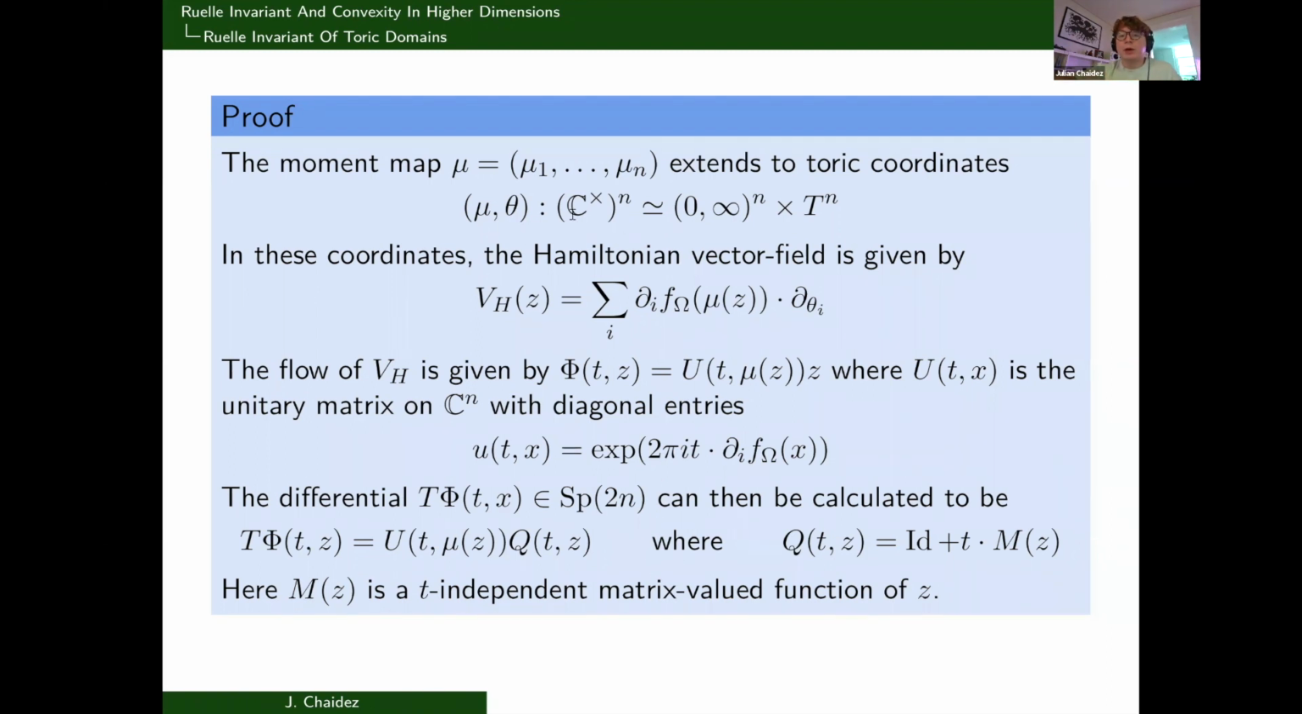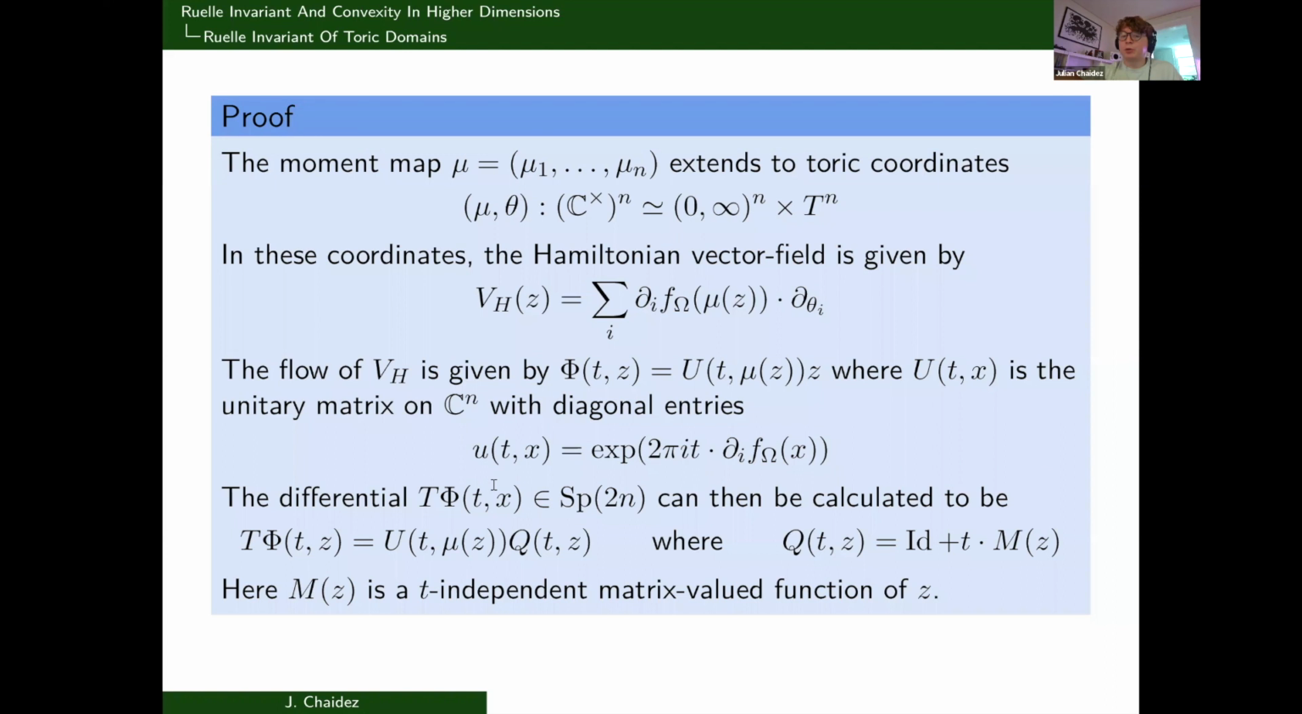So anyway, the flow of this vector field is given by phi_t of z, which is z multiplied by some unitary map, where the unitary map depends on t and the moment map image. Here I give an explicit expression for this unitary map. It's basically z multiplied by this unitary matrix, where the diagonal entries are given by this.